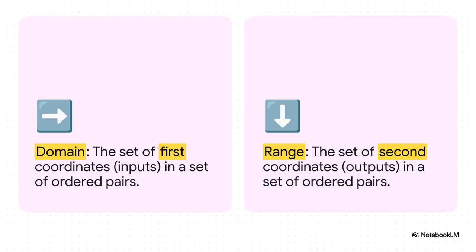Okay, next up, two super important words, domain and range. The domain is just a list of all your inputs, all the first numbers. And the range, that's the list of all your outputs, all the second numbers. Here's an analogy. The domain is all your ingredients, and the range is all the possible meals you could make with them.